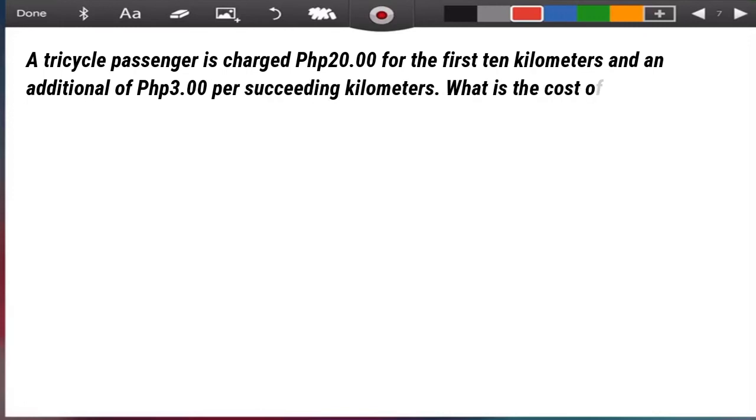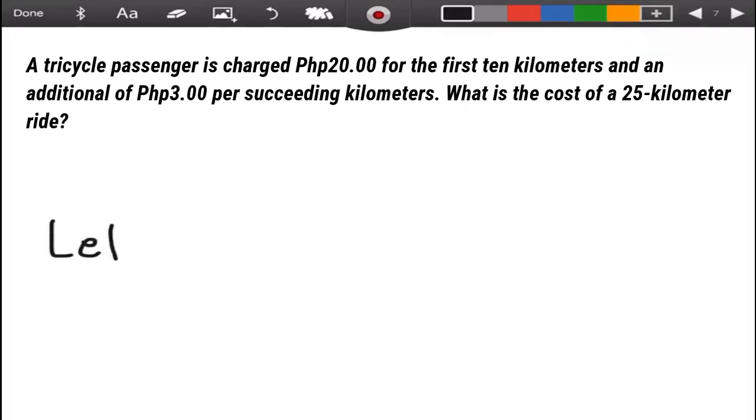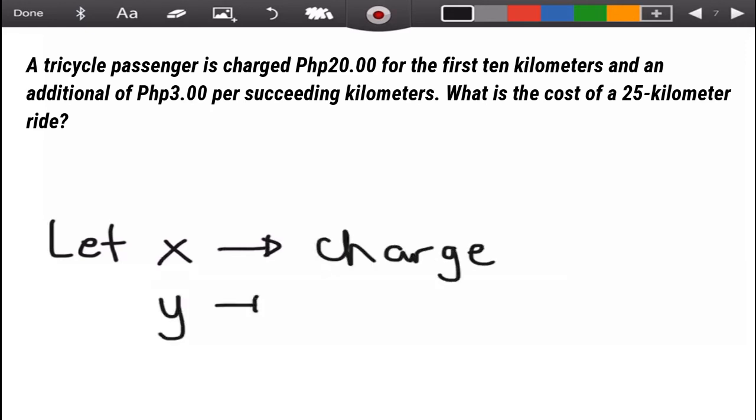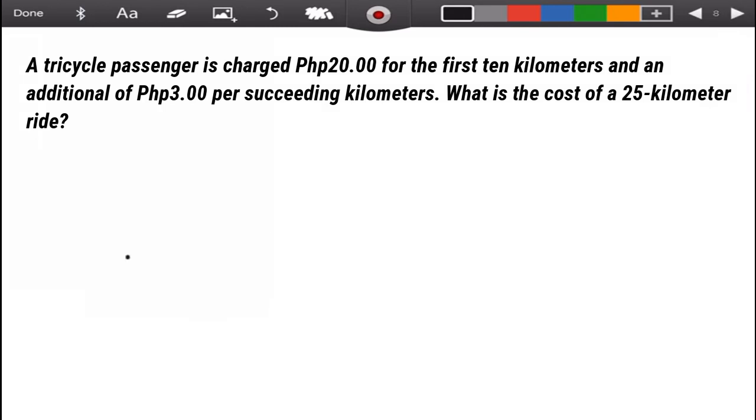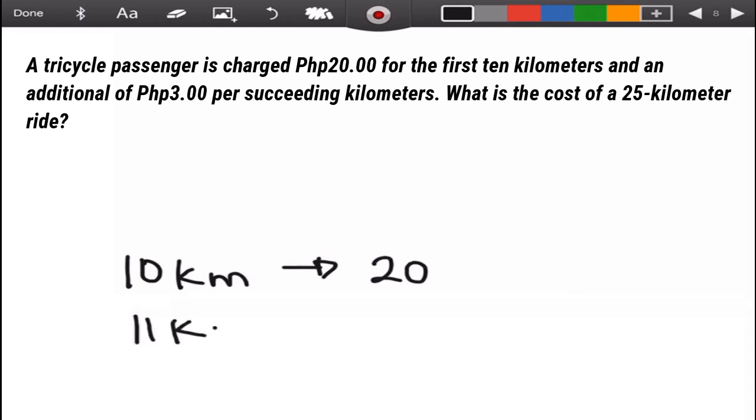What is the cost of a 25-kilometer ride? We will let x be the charge per succeeding kilometers, and y will be the total cost. In this example, it says that in every 10 kilometers, you will be charged 20 pesos and an additional 3 pesos per succeeding kilometer. In 11 kilometers, you need to pay 23 pesos.